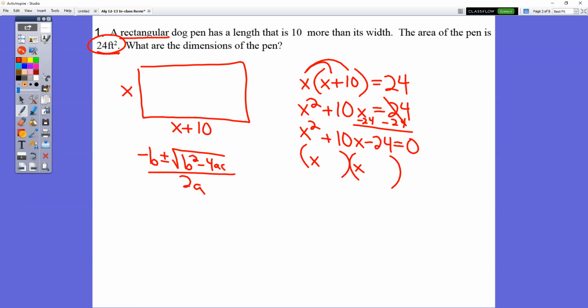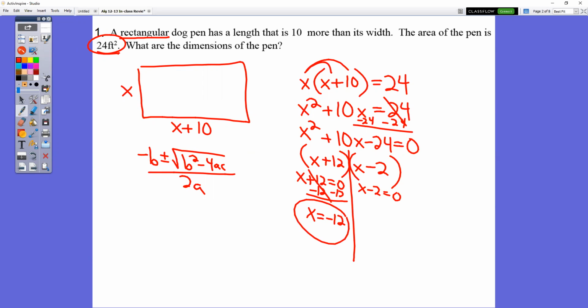If we do it like that, it would be a plus 12 and a minus 2, because 12 times negative 2 is negative 24, and 12 plus negative 2 is positive 10. You set both factors equal to 0 and then solve. On the left-hand side, you end up with a negative 12. We can't have a negative side, so we would reject that negative 12. On this side, you would have x equals 2.